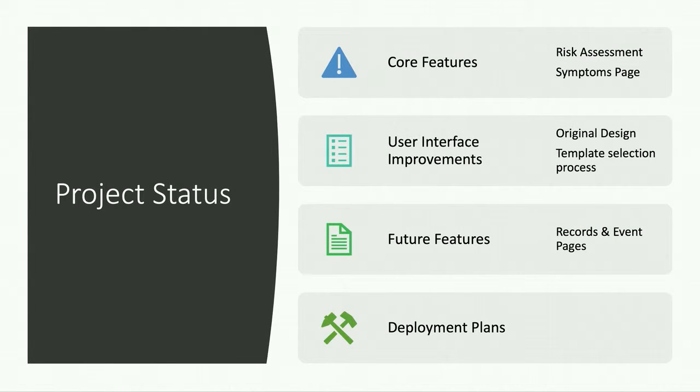Here is a high-level overview of our current project status. I will go into detail of each section in subsequent slides. Our core feature set is complete. This includes implementing user registration and user login, as well as creating a patient resource via FHIR and persisting the user in our local database. Additionally, the risk assessment and symptoms page.